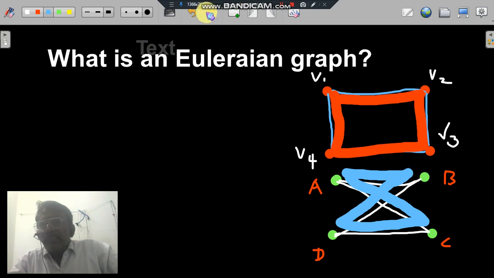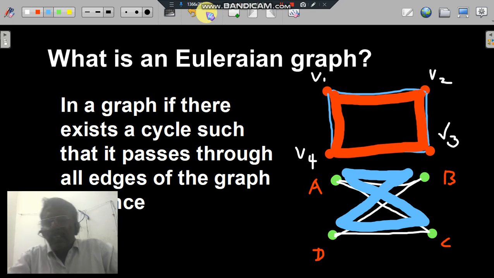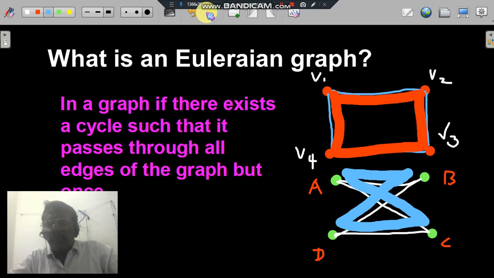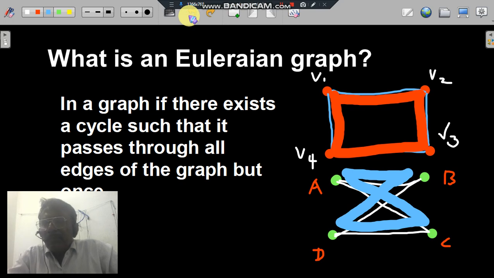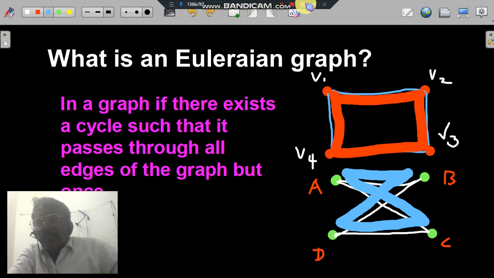So the definition goes like this. In a graph, if there exists a cycle such that it passes through all the edges of the graph but once, that contains each edge only once, such a type of graph we call an Eulerian graph. Thank you very much.